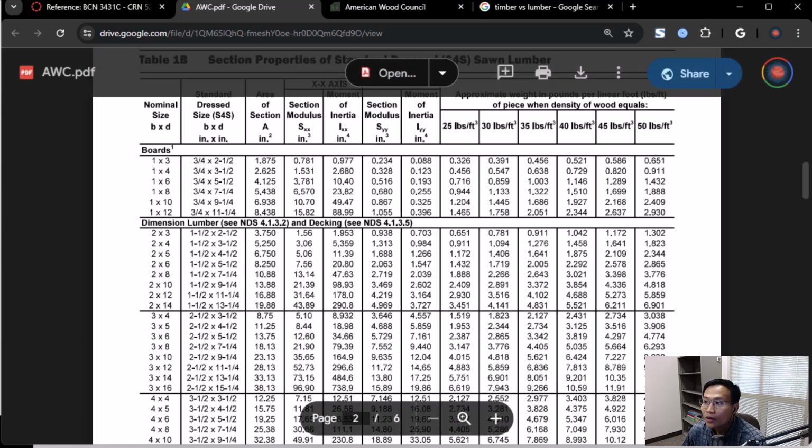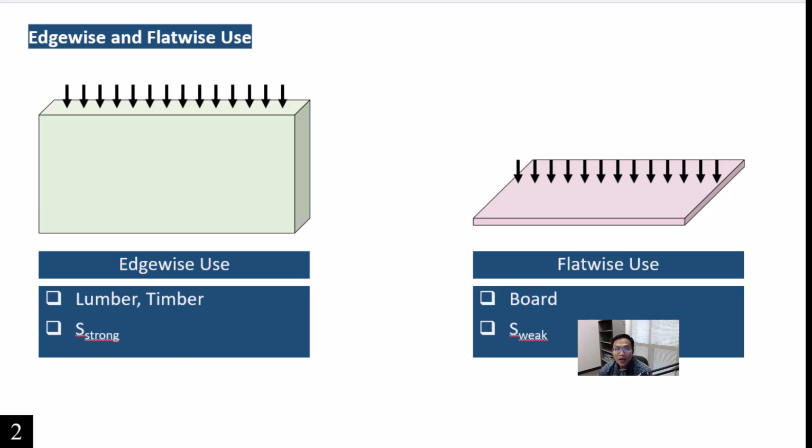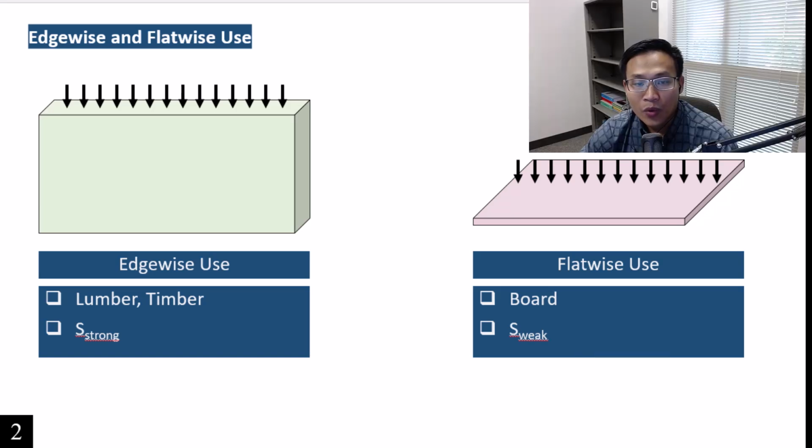Next one, we have the edgewise and flatwise use. You can think about edgewise as the strong direction and flatwise as the weak direction. However, sometimes if we need to use the wood piece for a slab, for example, we do need to use the flatwise use, the weak direction.